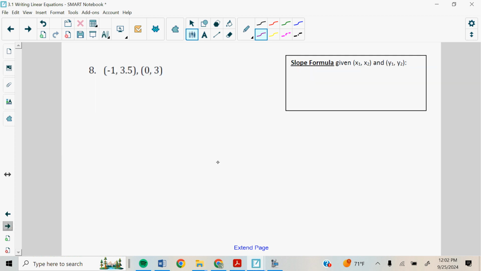All right, we got another one here. I'm going to just jot my slope formula down: y2 minus y1 over x2 minus x1. All right, so we're going to go ahead and label our points x1, y1, x2, y2, and we're going to put this into our slope formula.